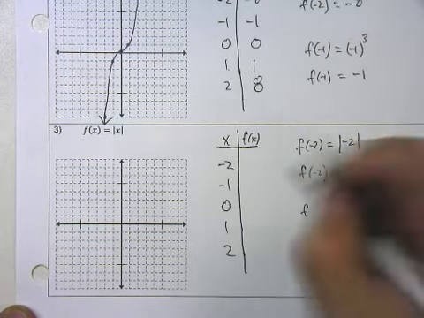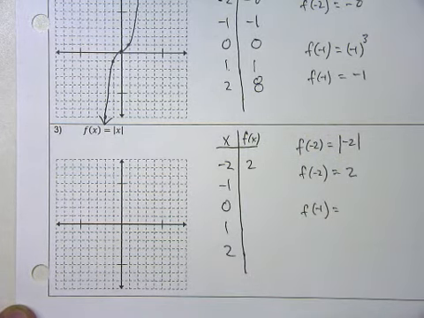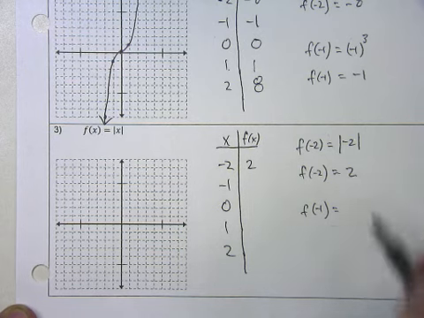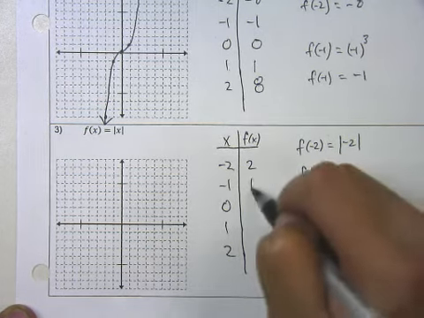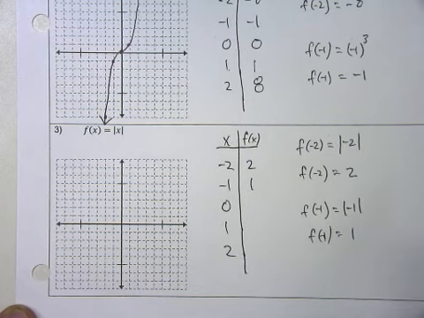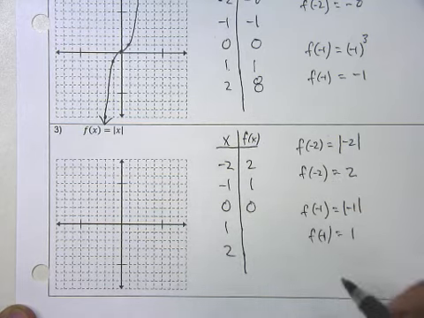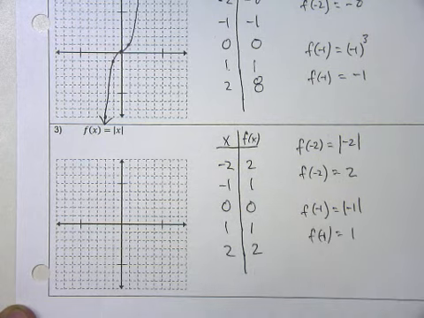What happens when my input is negative 1? Go ahead right now and pause and finish. You should have paused and finished it. Here are your answers. When the input is negative 1, your output should be the absolute value of negative 1, which is 1. You should have shown your work, but here's your answer so you can check. When the input is 0, your output should be 0. When your input is 1, your output should be 1. When your input is 2, your output should be 2.